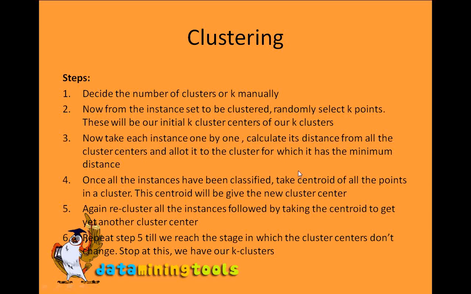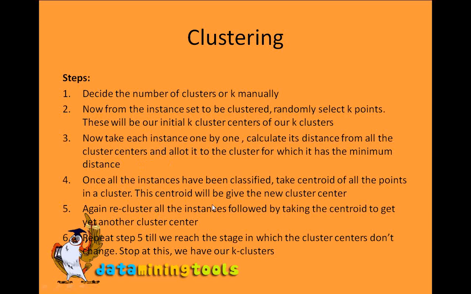Now we consider each cluster individually and we calculate the centroid of all the points belonging to a cluster, and we calculate the centroid of all the clusters. This centroid will give us the new cluster center. Now we'll use this new cluster center and we will repeat these steps. Take each instance, calculate its distance from this new cluster center and allocate it to the cluster center which has the minimum distance from it.